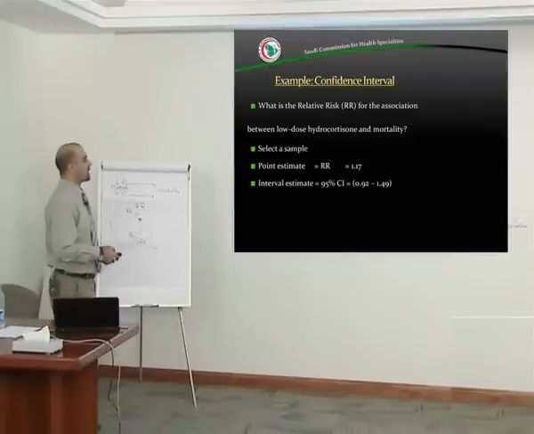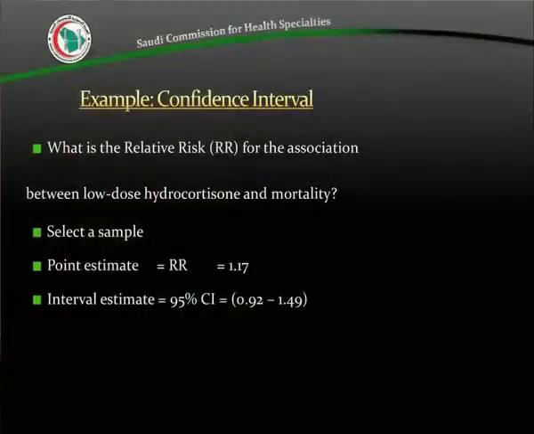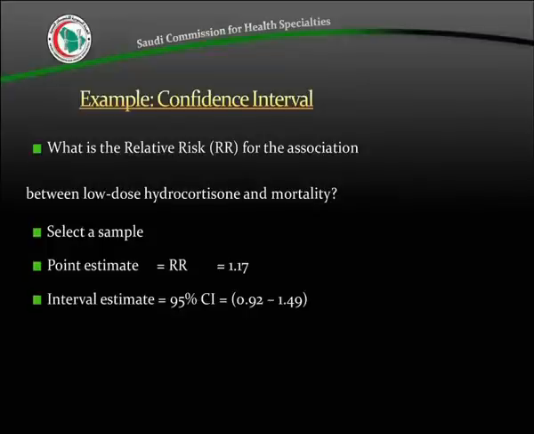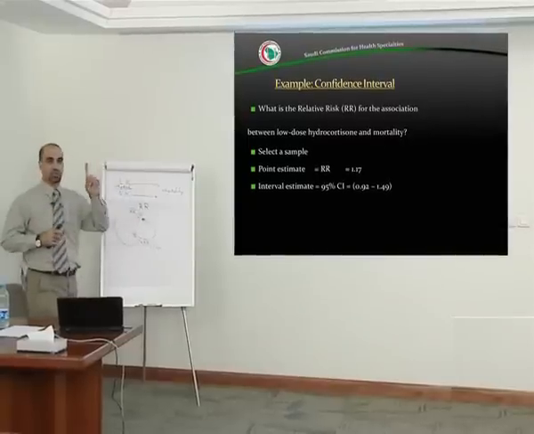What I tell you is, I'm 95% confident that the population number is between 0.92 and 1.49. So in other words, am I going to be able to give you only one number for this? No. The only way to give you one number for the population is if I take the whole population. If I take the whole population, I'll be able to estimate this with one number.